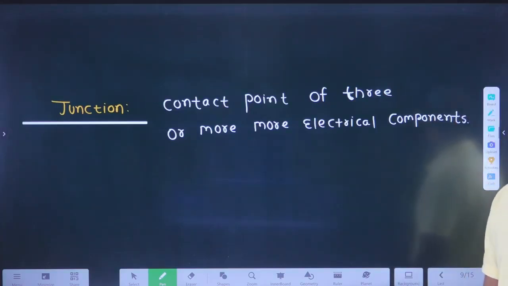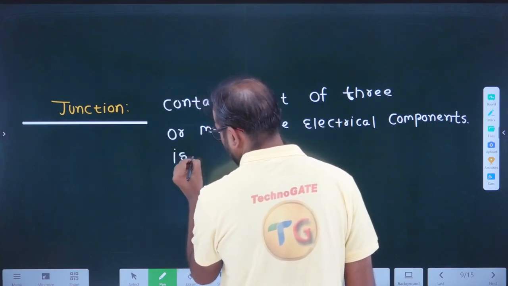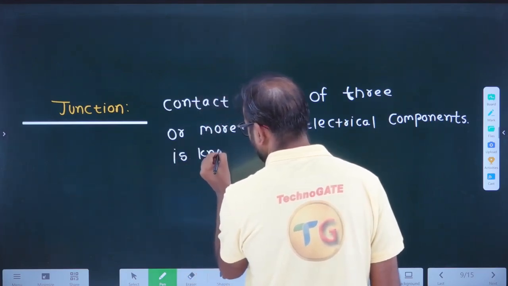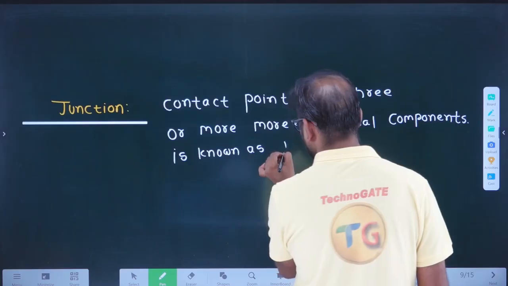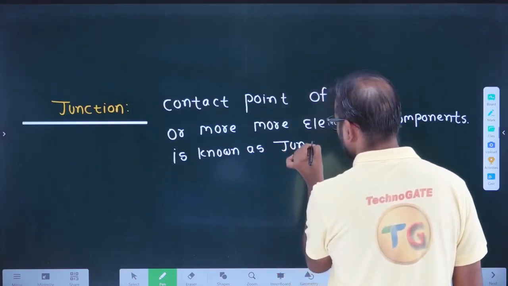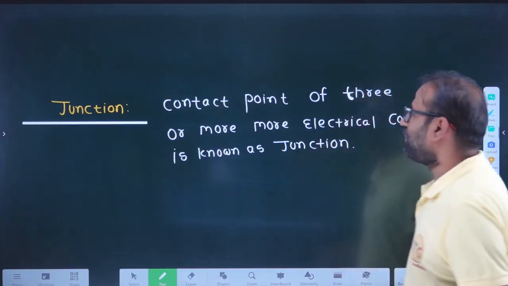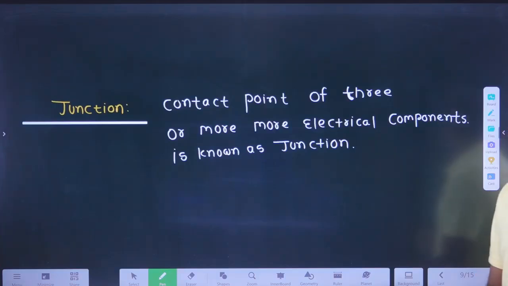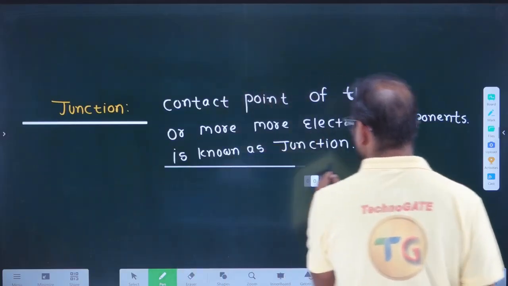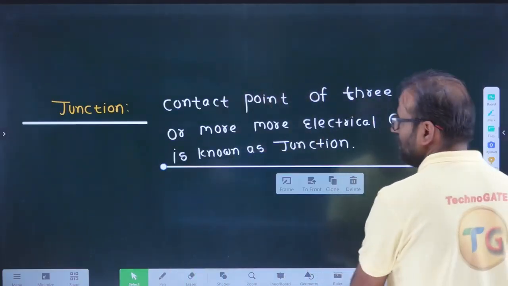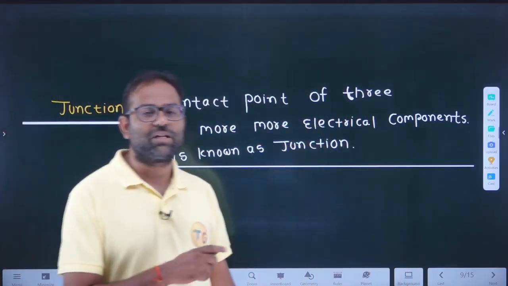The contact point of three or more electrical components is known as a junction. The contact point of three or more electrical components is known as a junction. So how many junctions are available here?